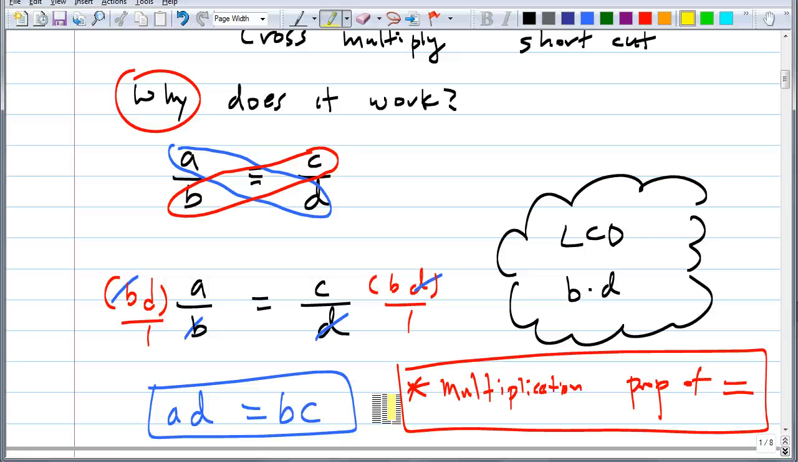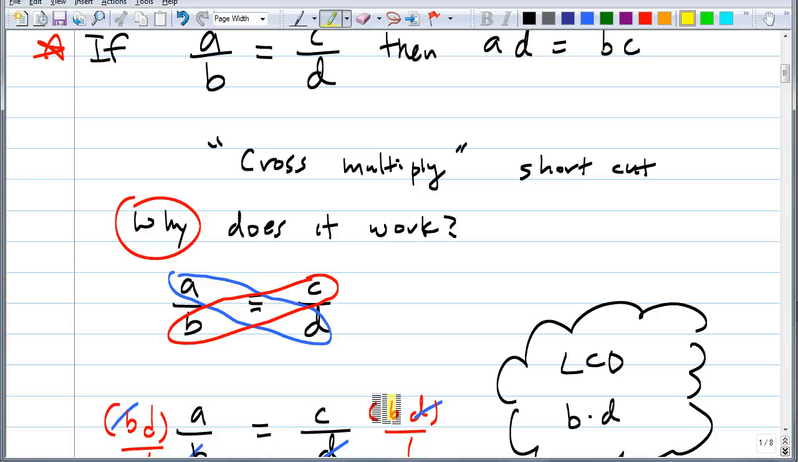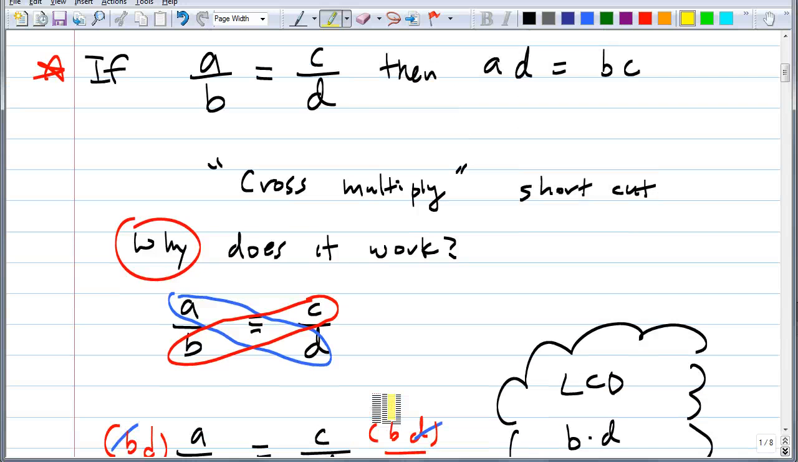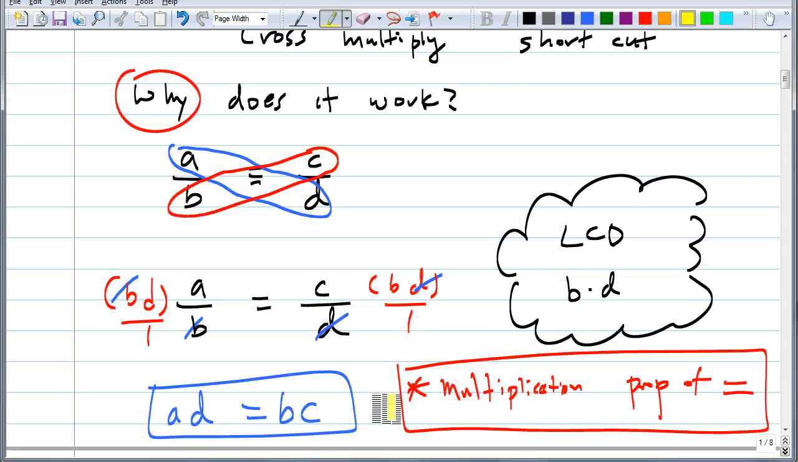This time, what are we choosing to multiply both sides by? BD, which is the LCD of these two fractions. A over B and C over D, right? Isn't BD the LCD? So when you multiply both sides by the LCD, what happens to the denominators? They cancel out. You just get this. Does that make sense? We'll do some examples. It'll make sense in terms of why we do this. But do you see why this shortcut works?